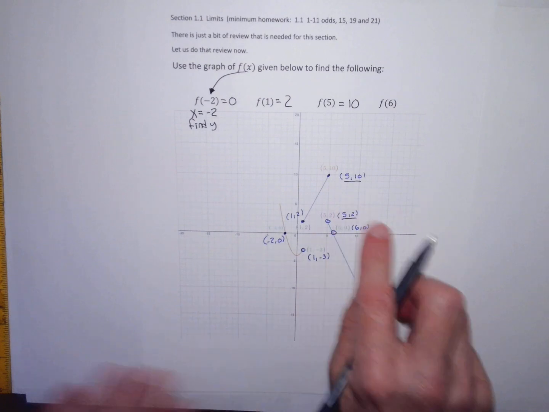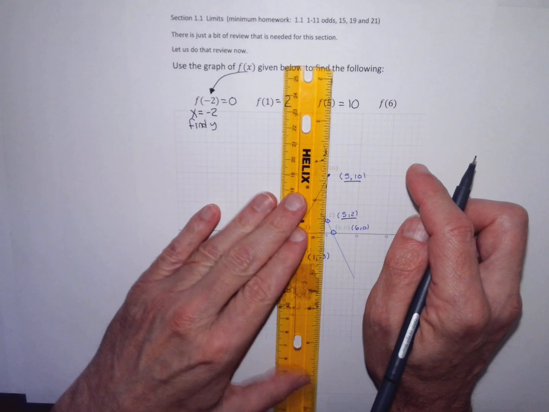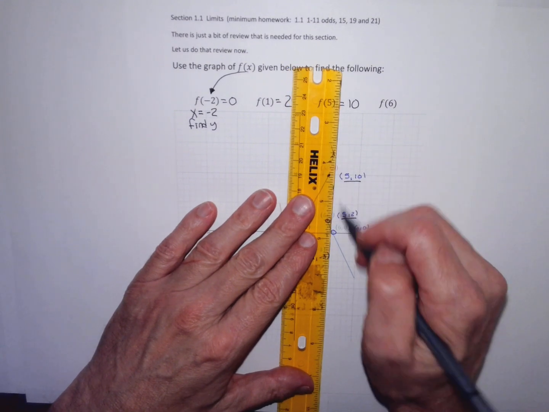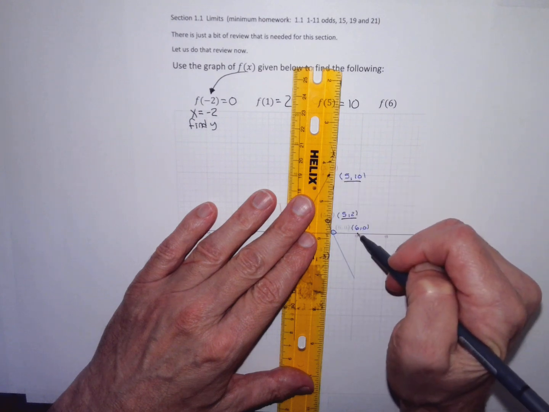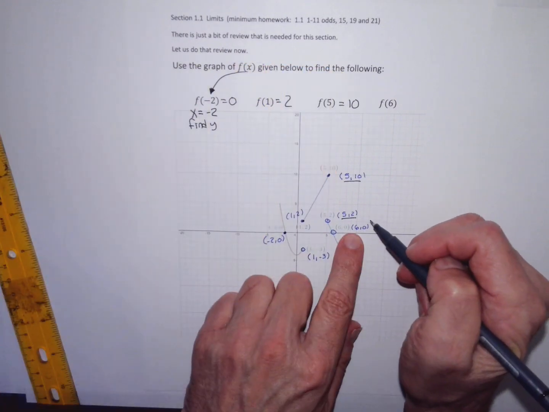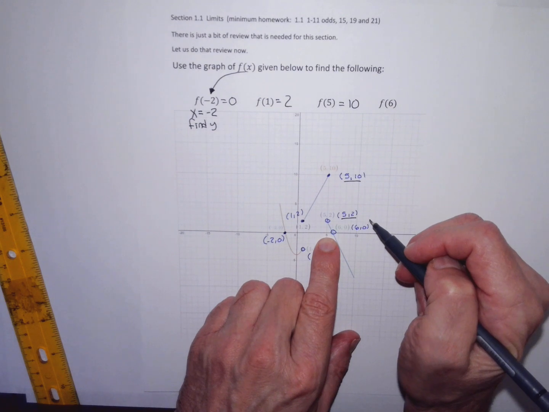Lastly, to do f of 6, if I had 6 marked on the x-axis, you'd see that the graph only has one point. There are no other points that have an x coordinate of 6. Its y is 0, but this point is marked with an open circle, so it's not considered a point on the function.